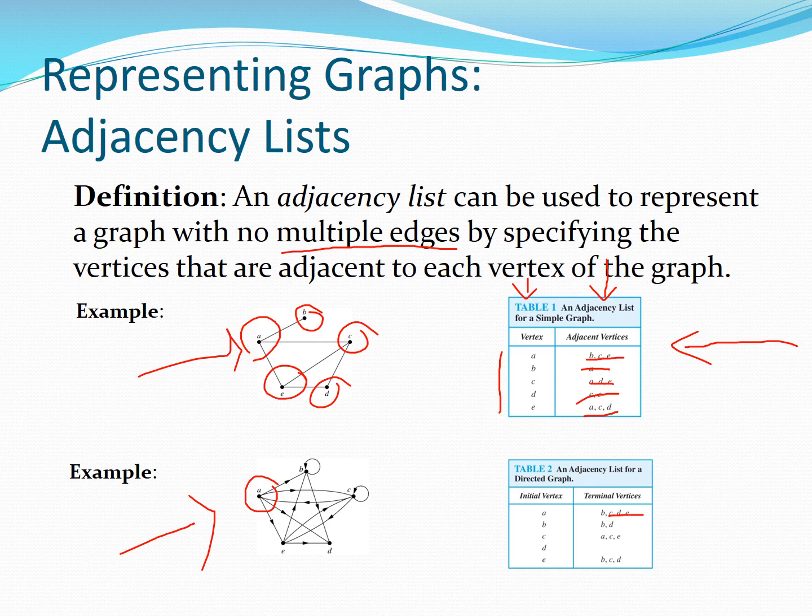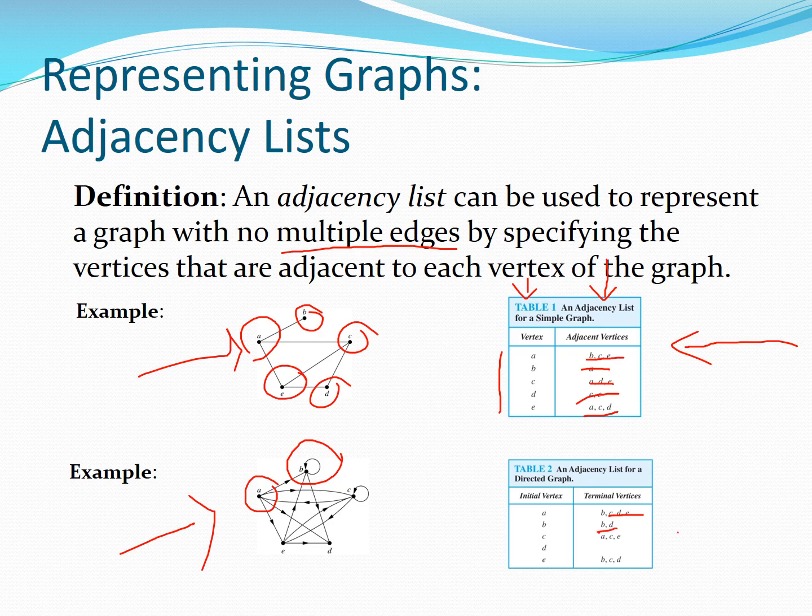Okay, so let's take another one. What about B now? B has an outgoing edge to itself. There is a loop from B to B. Where else does it have an outgoing edge to? B has an outgoing edge to D. That is all. There are no other outgoing edges from B. So the adjacency list of B is going to contain the vertices that it is directly connected to, which is B and D.